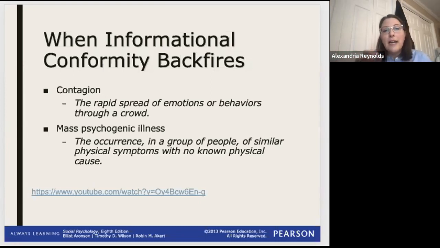In 1998, there was a teacher in Tennessee who reported a gasoline smell in her classroom. Now, they evacuated the school. Over 170 teachers, students, and staff reported symptoms of headaches, nausea, and dizziness, which are the same symptoms that you would experience with a gas leak. Okay. Now, they found nothing in the school. There was no smell.